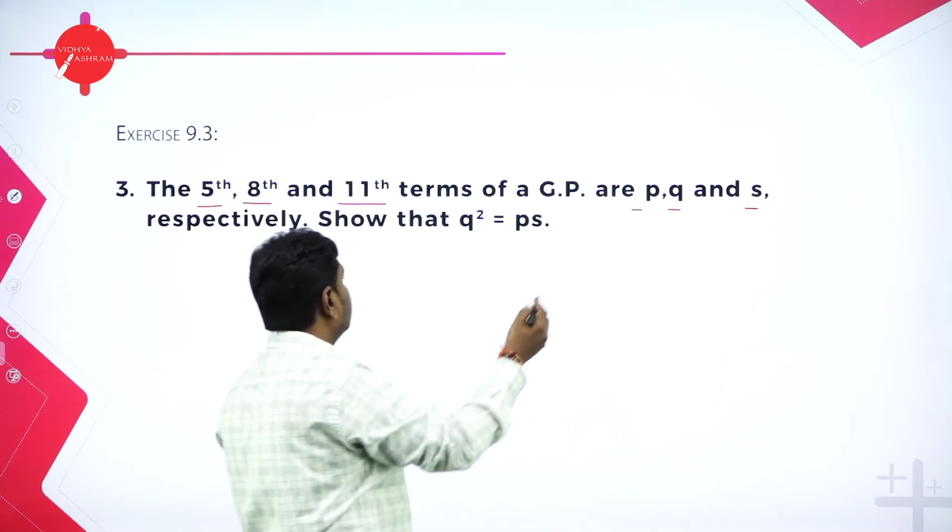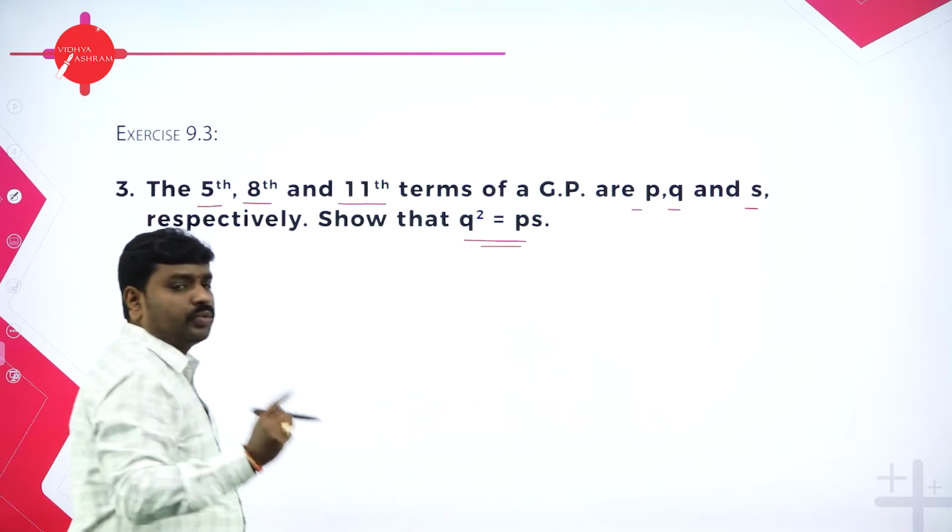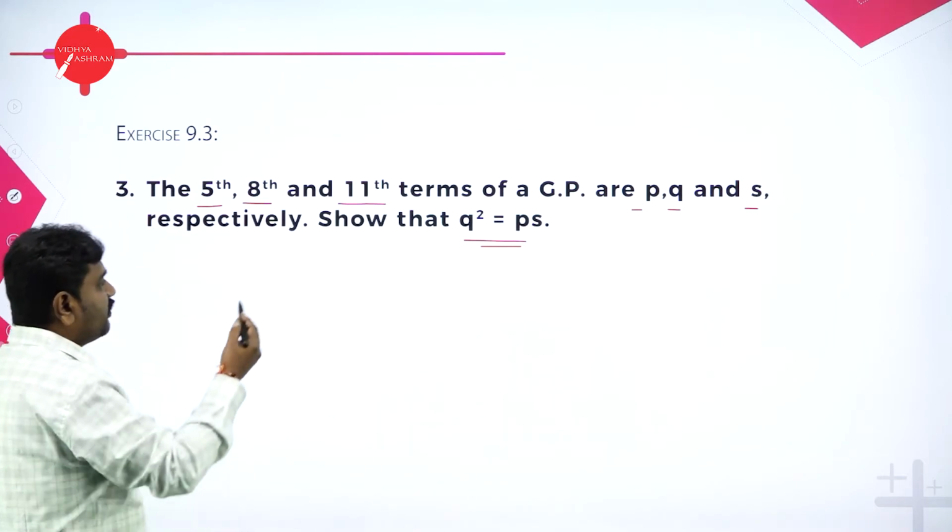Then, the 5th, 8th and 11th terms of a GP are P, Q and S. They are asking to prove Q square is PS. They wanted to prove what? Q square value is PS. So we will find one by one.